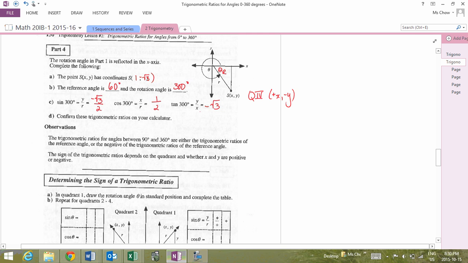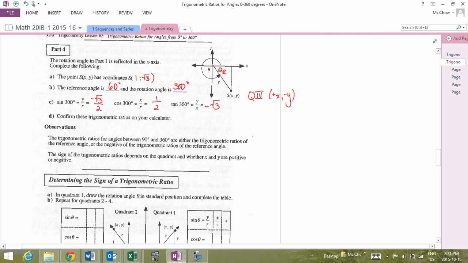So putting together your ratios, we have -√3 over 2 for sine of 300 degrees. Cosine of 300 degrees will be x over r. R is, of course, still 2, so that's 1/2. Tangent of 300 degrees is going to be y, which is -√3, over x, which is 1, so it's just -√3. So hopefully you've again confirmed those ratios on your calculator.